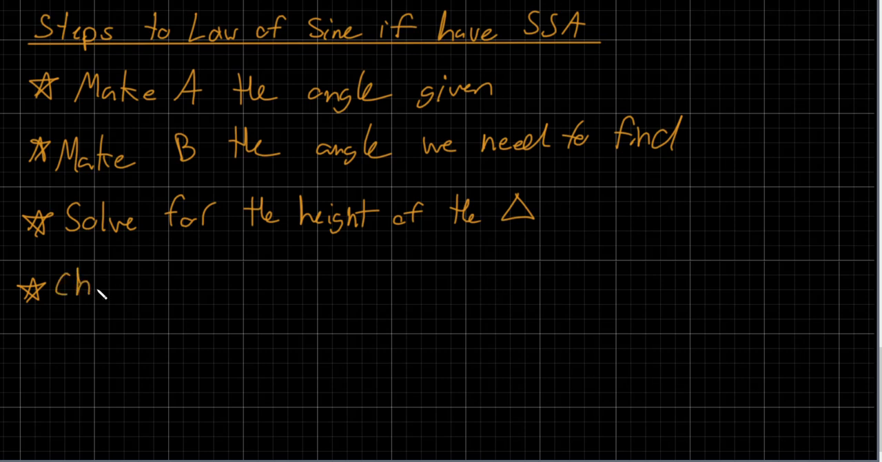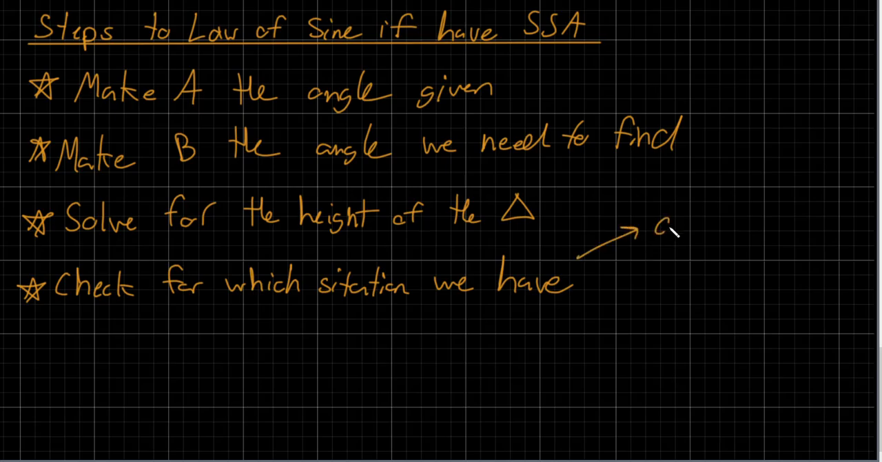Then we need to check for which situation we have. So we could have 0 triangles, which means that A is less than B and H. We could have 1 triangle if A is greater than B, side B, and our H.